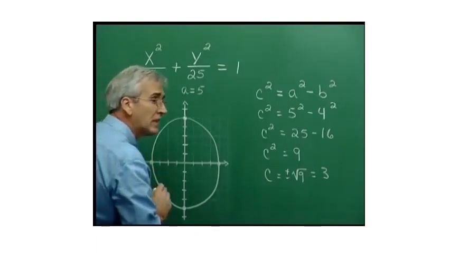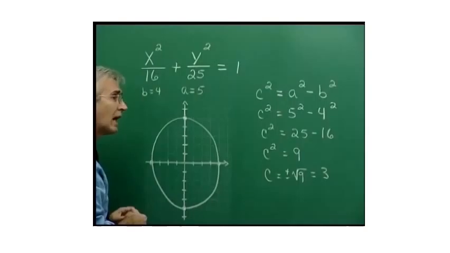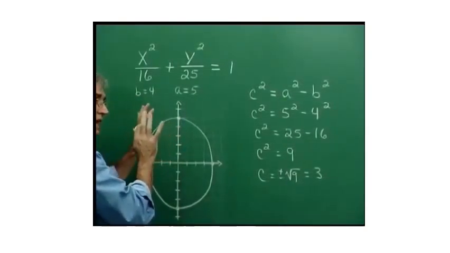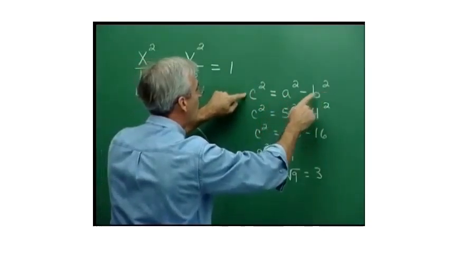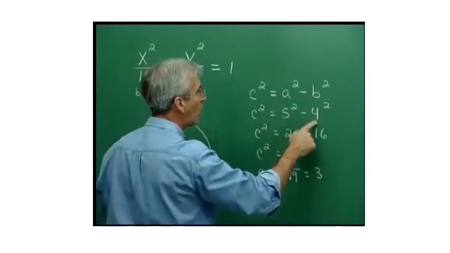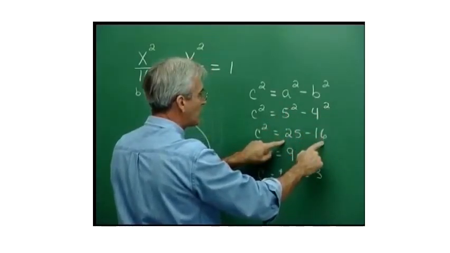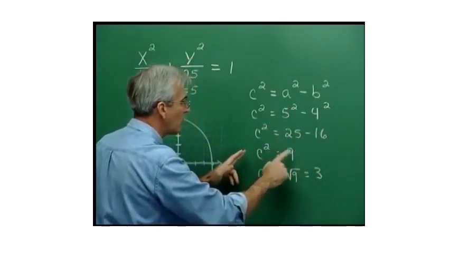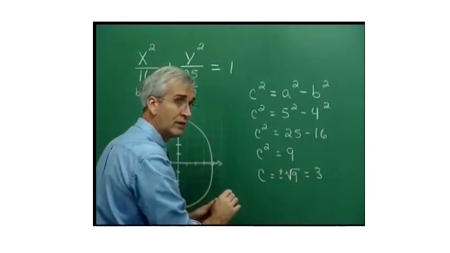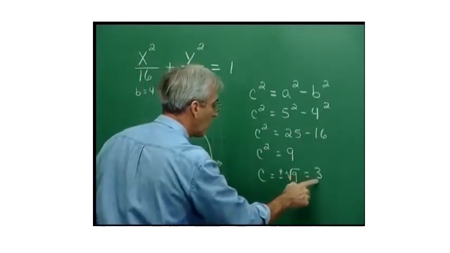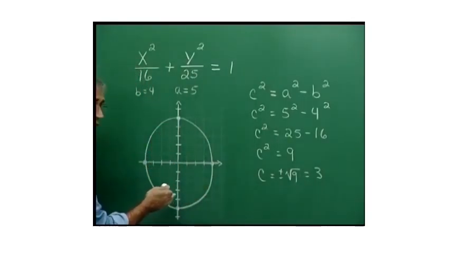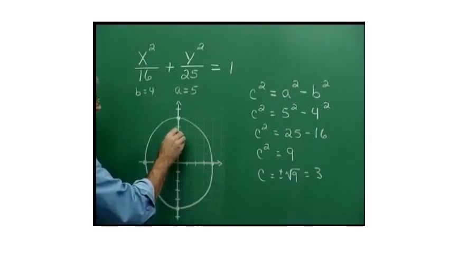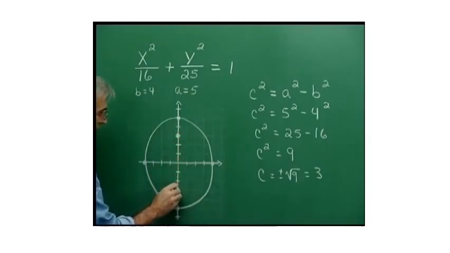Now, if we'd like the positions for the foci, we can make that calculation using this ABC relationship we talked about. We know c squared is a squared minus b squared. The a value we found to be 5 and b 4. So 5 squared, 25, 4 squared, 16. The difference is 9. If c squared is 9, then c is plus or minus the square root of 9. We want the principal square root, or 3. So that distance is 3, and it's along our major axis, so we go up 1, 2, 3, and down 1, 2, 3 to identify the foci.